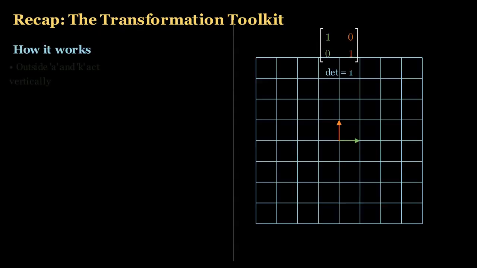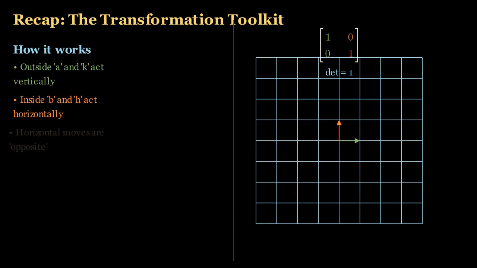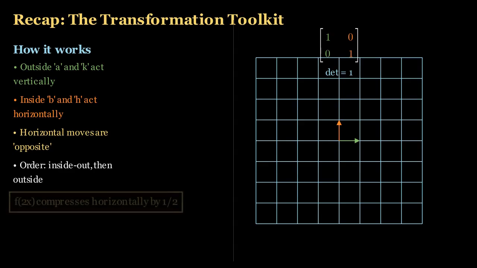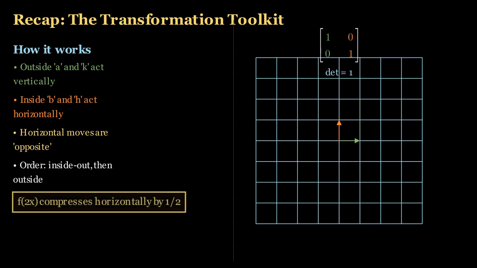But here is the twist: horizontal moves feel backwards. If you see x minus h, the graph shifts to the right by h, not left. If b is 2, the graph squeezes inward by a factor of 1/2. This happens because you are altering the input before the function sees it. To build any transformed graph, you apply the inside changes first, the horizontal ones, and then the outside changes, the vertical ones. This inside-out order always works.